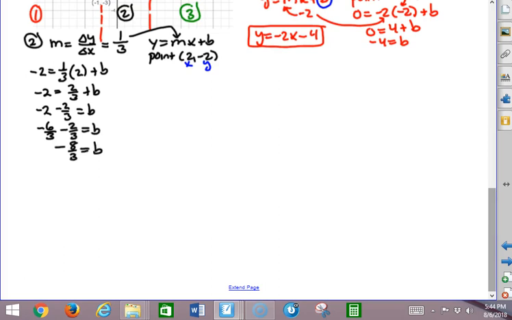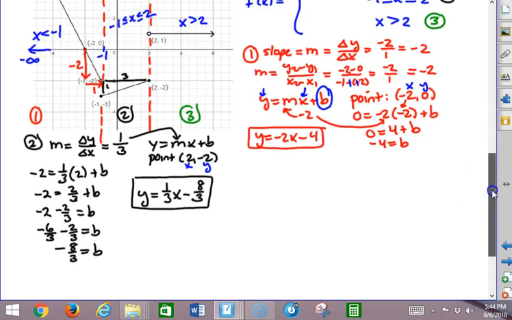You may be running out of room and have to write this differently than I am, but I have a little extra room down here. So there's my slope, 1/3. Y-intercept is negative 8/3. So my equation is y is equal to 1/3 x minus 8/3. Remember that there has to be an x and y in the equation to generate the points on the graph.